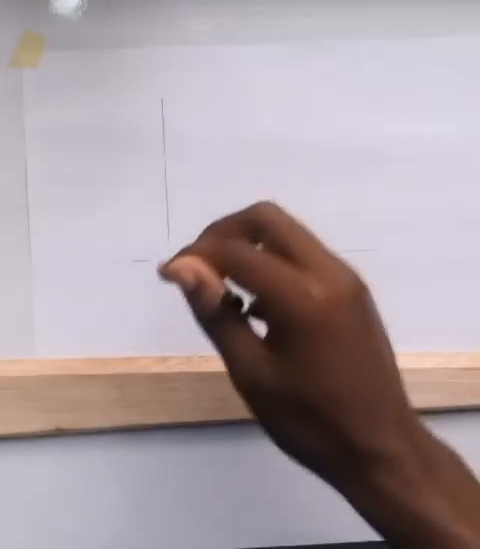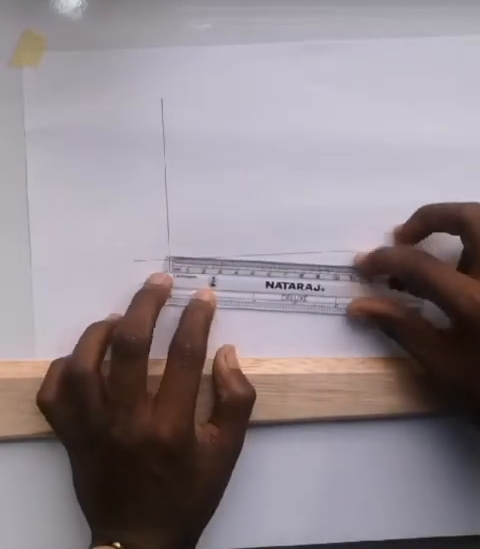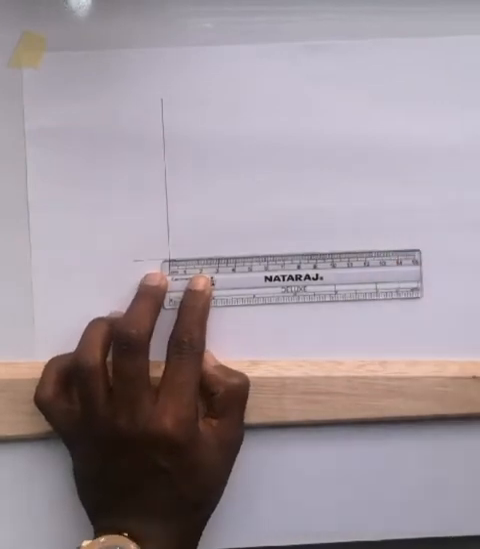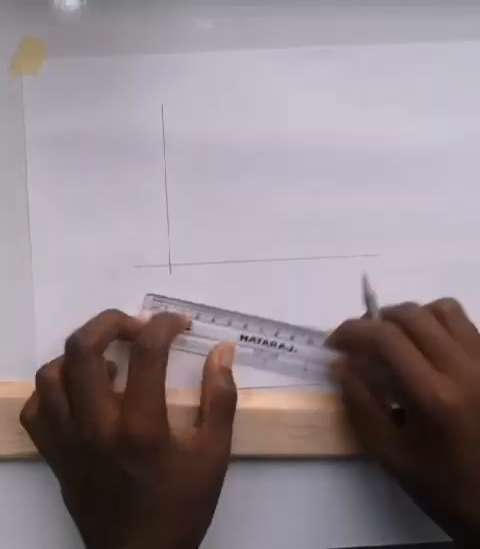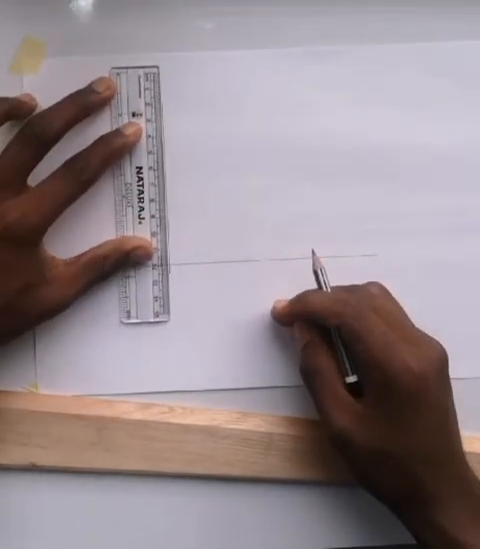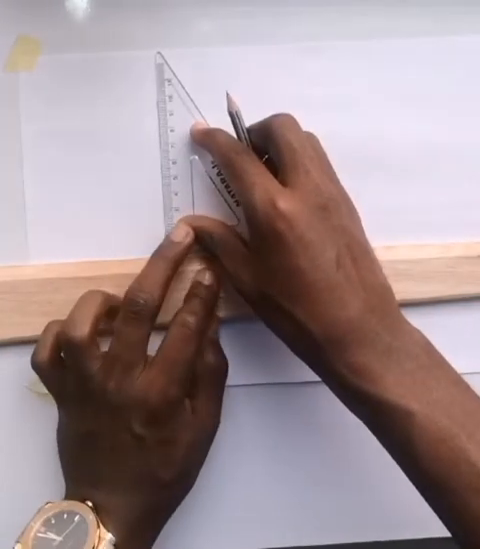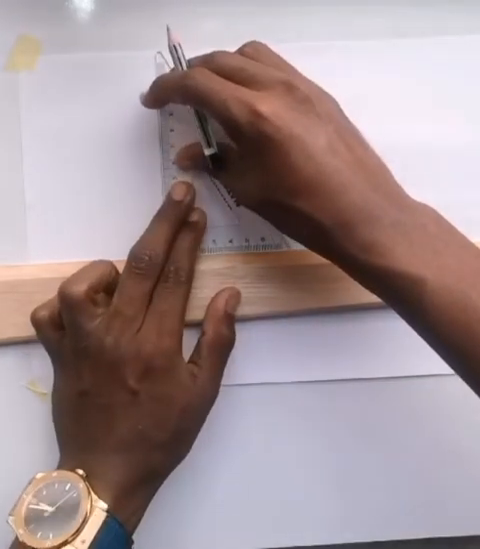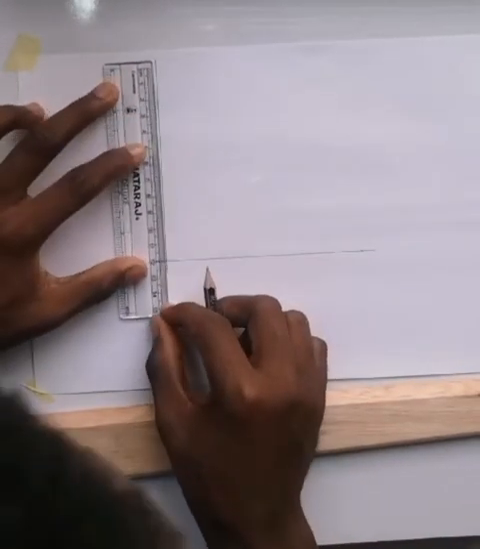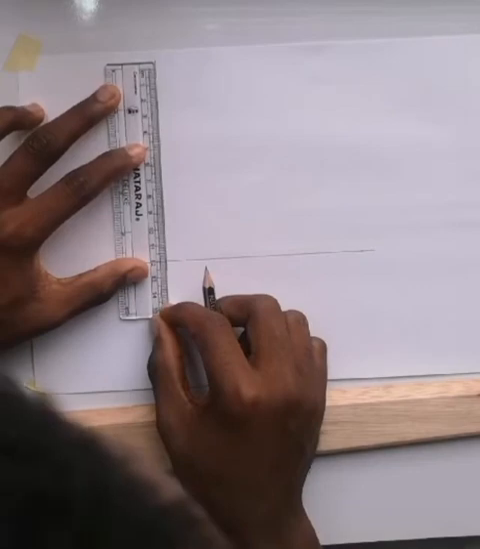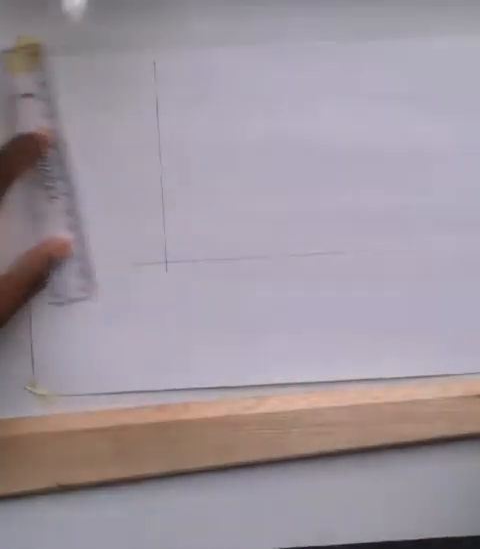Then I'm going to take my rule, and then I would measure 120. That will be 12 centimeters. Take note that your work is in millimeters. 120 by another 120. So that means I need to actually increase the length of this. So if I'm increasing, I still use the same method so that I get a line. This should also be 120. Then I just mark it out.